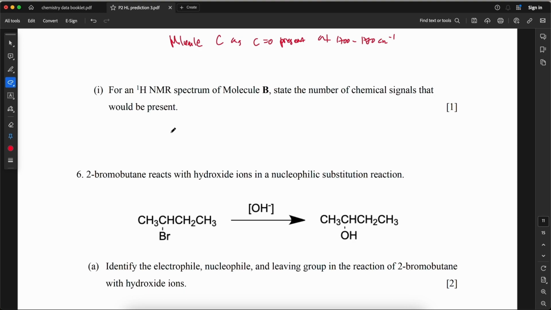For the 1H NMR spectrum of molecule B, state the number of chemical signals that would be present. So molecule B, it's CH3, CHOH, and CH3. So this and this will be the same, and this one, and this one. That would be 3 signals.